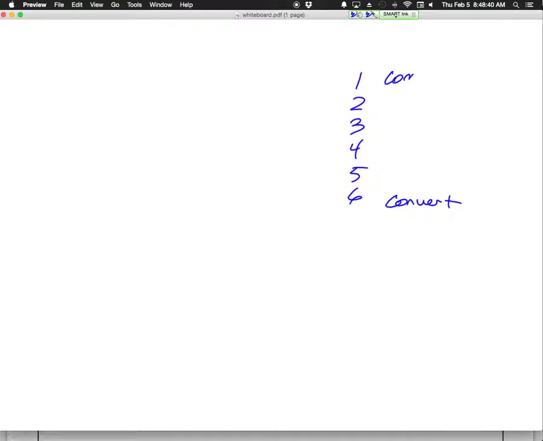Alright, so number 1 was common denominator, correct? Can we just add it on to the one? No, because it needs to be in front of 6. So common denominator, what was number 2? Factor. What was number 3? Number 4? Fraction. Alright, that's where we're going to put it. We're going to put it at number 4.